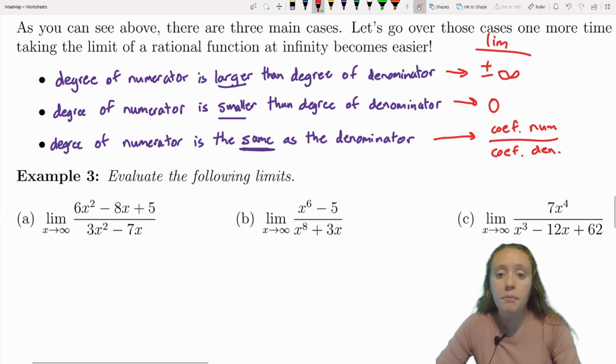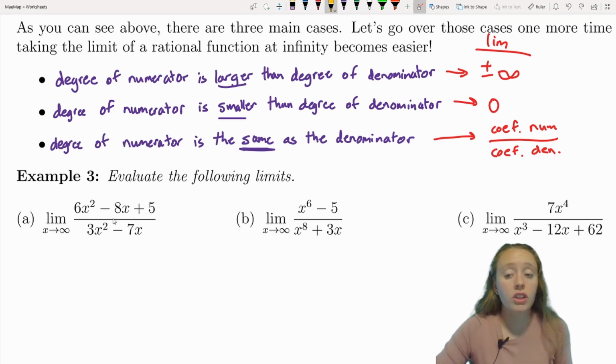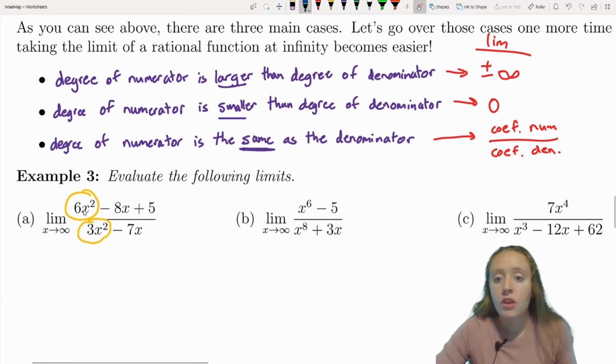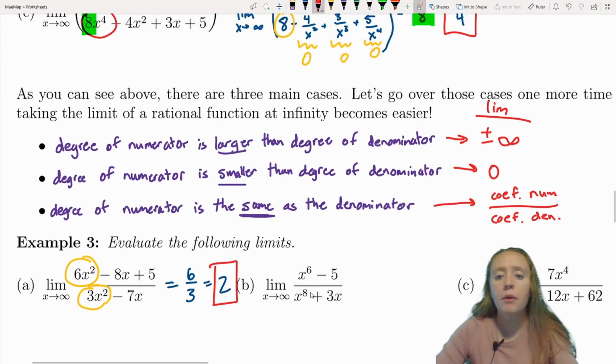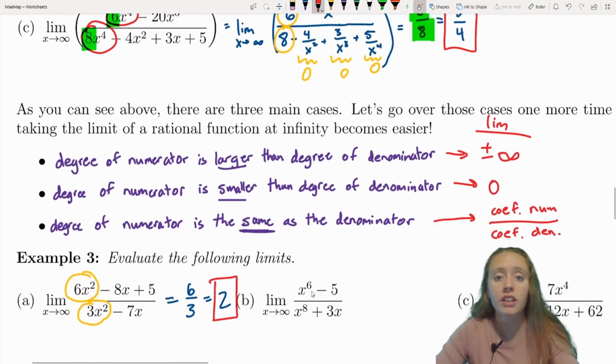Let's take a look. In part A, we're going to evaluate the limits as x goes towards infinity in each. What's the largest degree in our numerator? That's x squared, so we have a 6x squared. What's that largest degree in our denominator? That's an x squared as well, so 3x squared. Because the degrees are the same, we're going to take the coefficient of that numerator's largest degree over the coefficient of the denominator's largest degree. So that's going to be 6 over 3, which equals a positive 2. Look how much easier that was than how we had to attack part C up above, all that division.